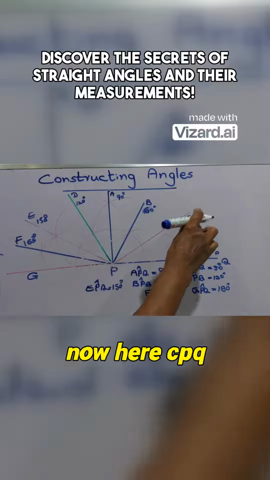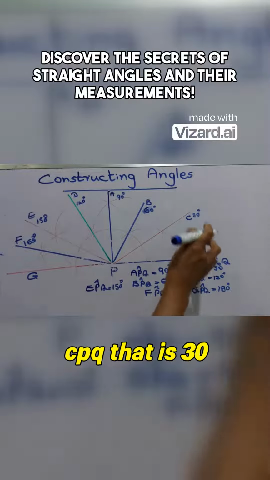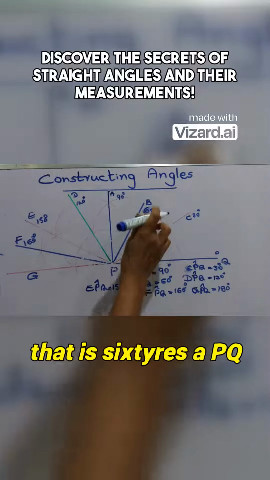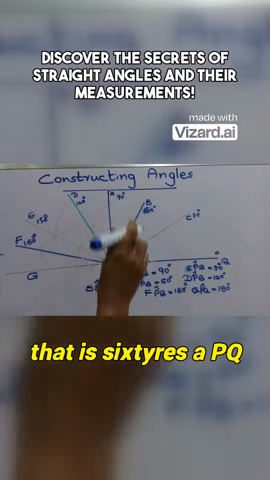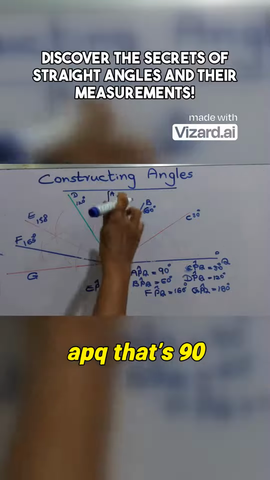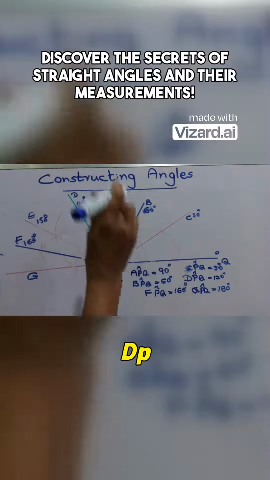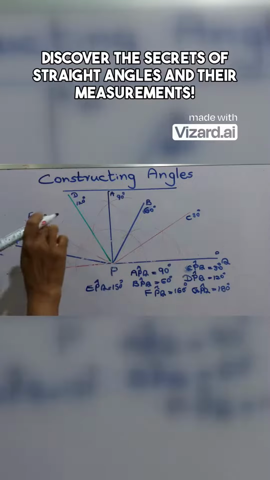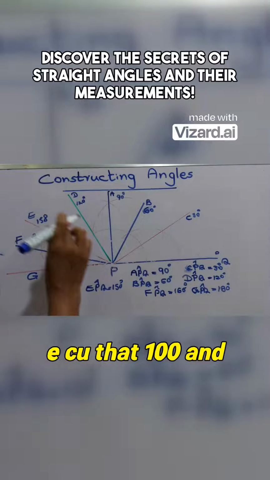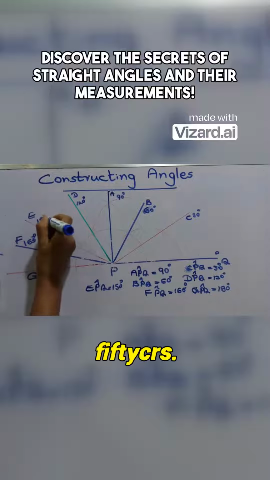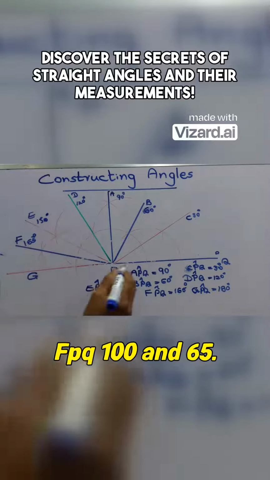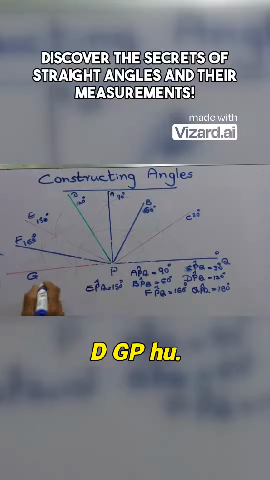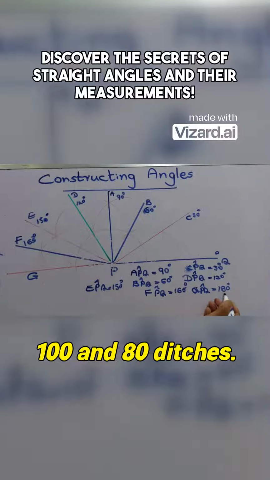Now here CPQ, that is 30 degrees. BPQ that is 60 degrees. APQ that's 90 degrees. DPQ that's 120 degrees. EPQ that's 150 degrees. FPQ, 165 degrees. GPQ that is 180 degrees.